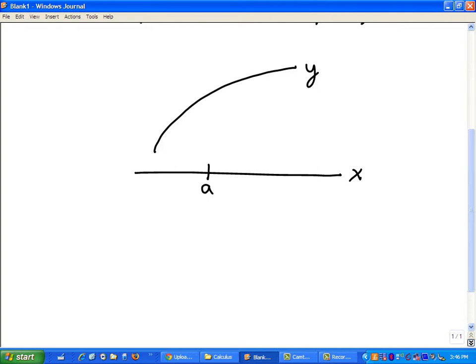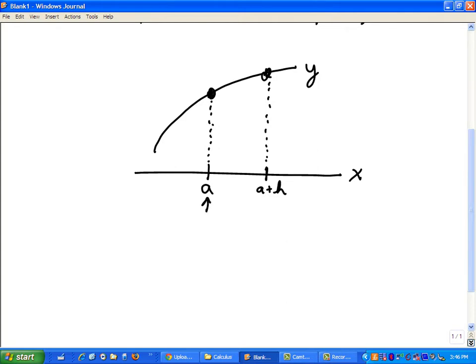Now I could do an average rate of change. I could go from A to some other point, like A plus some number h. And then at each of these points I could go up to the graph of the curve and plug in those 2 points and get the y values. And so then I could calculate my delta y over delta x, and of course that's the average rate of change. But what I'm interested in is what's happening right at A, what's happening here.